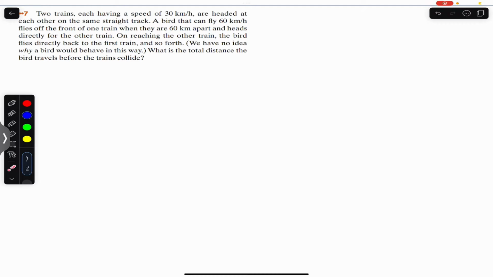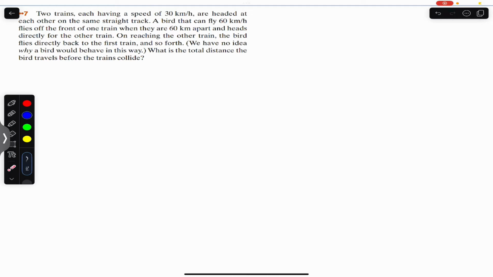Now we are going to solve this problem which says that two trains, each having a speed of 30 km per hour, are headed at each other on the same straight track. A bird that can fly at 60 km per hour flies off the front of one train when they are 60 kilometers apart and heads directly for the other train. On reaching the other train, the bird flies directly back to the first train and so forth.